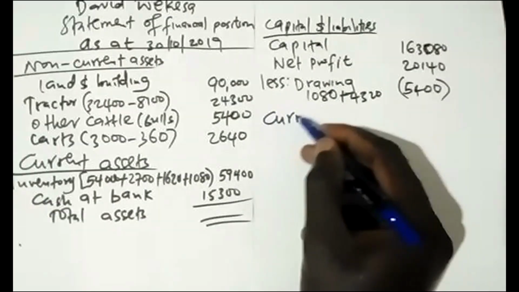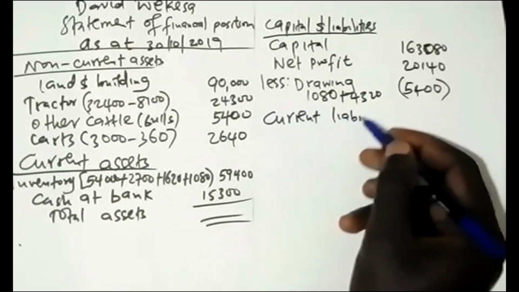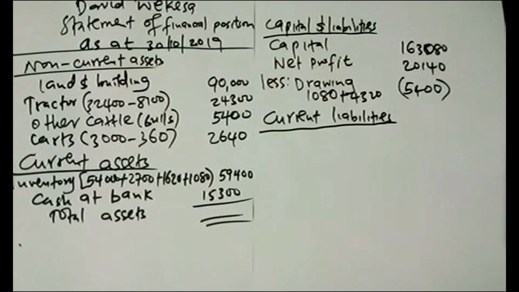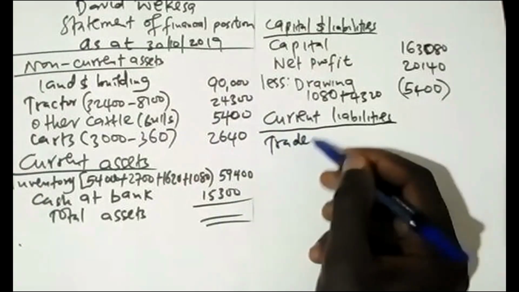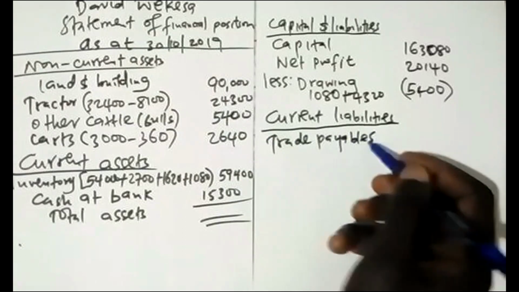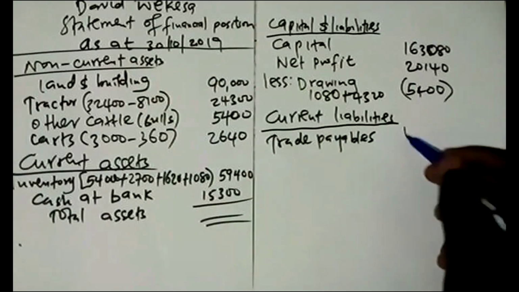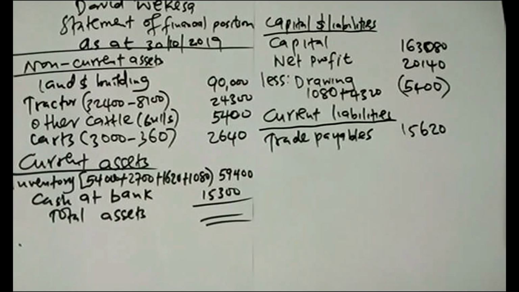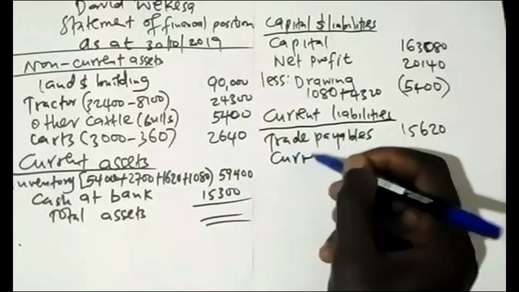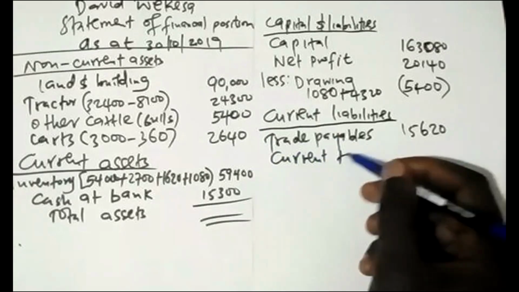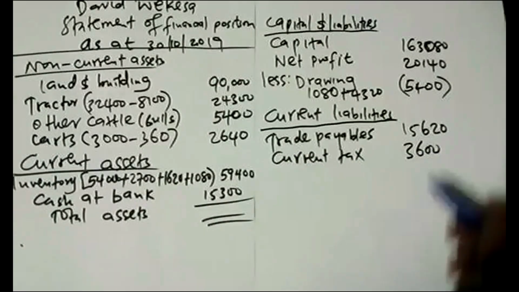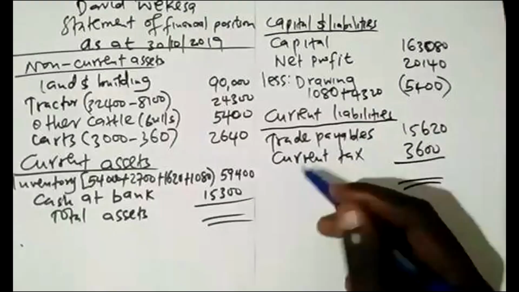Then there were no non-current liabilities, but there are current liabilities. For the current liabilities, we have the trade payables. So the trade payables is 15,620. Yes. Then finally, the current tax. Under the additional information they were supposed to pay a current tax of 3,600. It is obviously a liability.